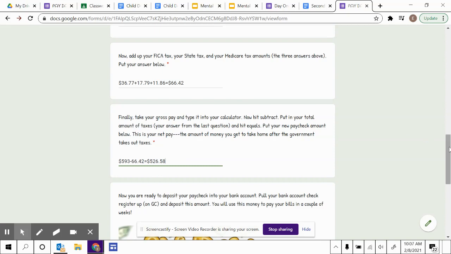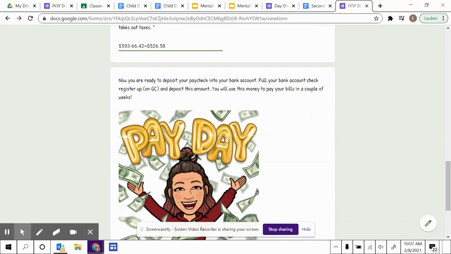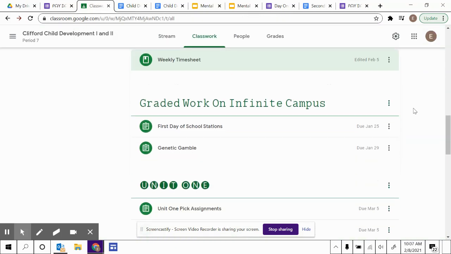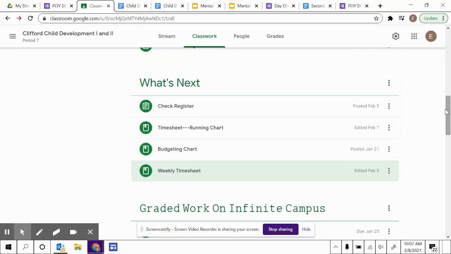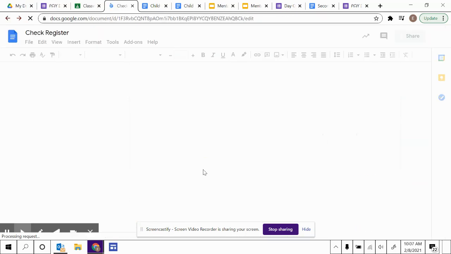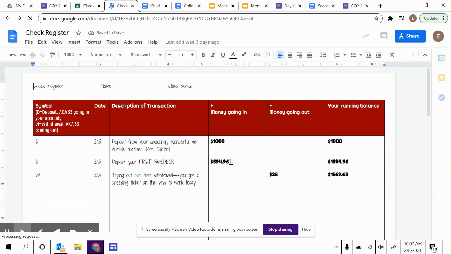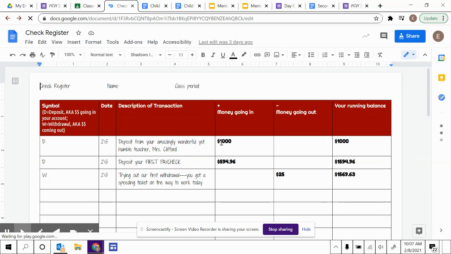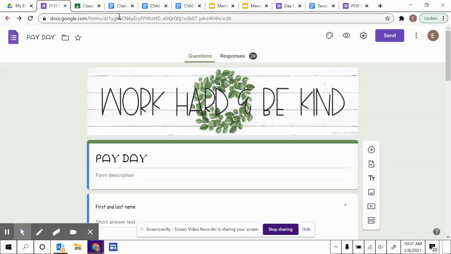So that brings her to her last step. She is ready to deposit her paycheck into her bank account. So we'll pull up our check register and deposit it. This is going to be the amount of money we have in order to pay for things that will come up in class. So she's going to pull up her check register and everyone gets $1,000 from me. You're welcome to start off your journey.